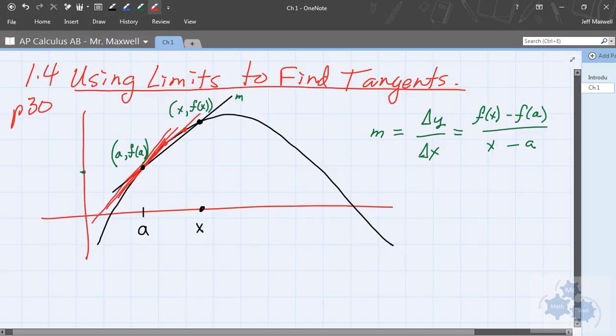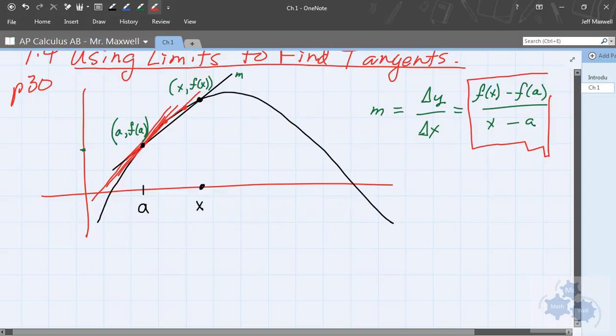So now, all we have to do, and this is not that difficult, I don't think, is take this, the slope of this black line right here, that's the slope. Now, if I let x get closer and closer and closer to A, whatever this x value is, we're going to give it a number here pretty soon, then this slope is going to get closer and closer to the slope of the tangent line.